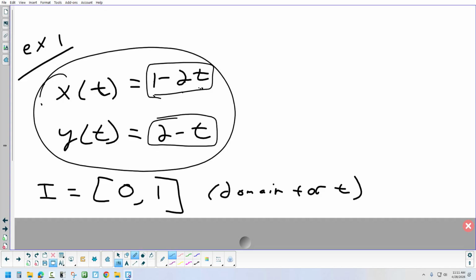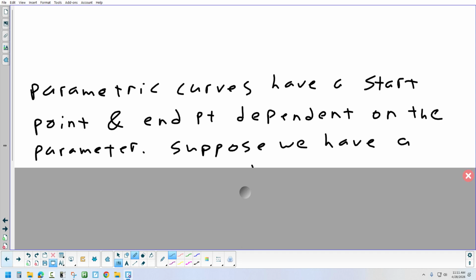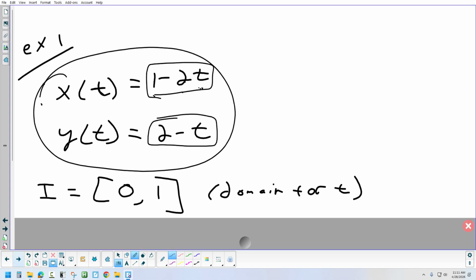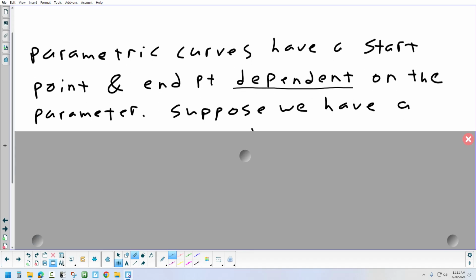Is that because if you use other numbers, there would be a problem? No. They just don't want you to use other numbers. So you have to stay between the two numbers they give you. So when I say here that the start point and the end point are dependent on the parameter, I mean they're dependent on what they tell you you are allowed to use. In this case, it's only numbers from 0 to 1.